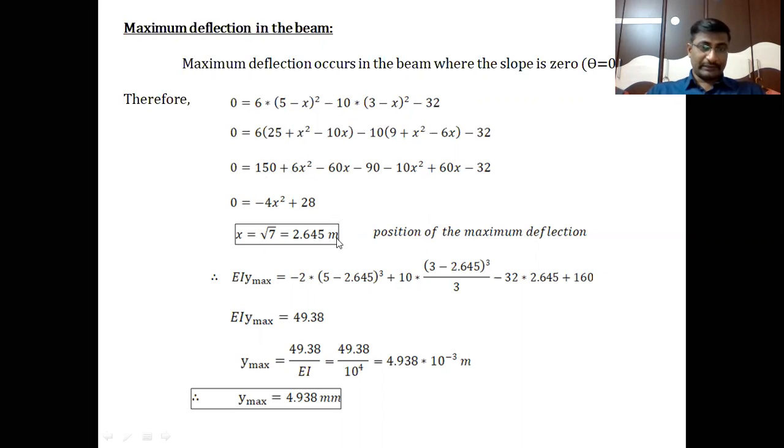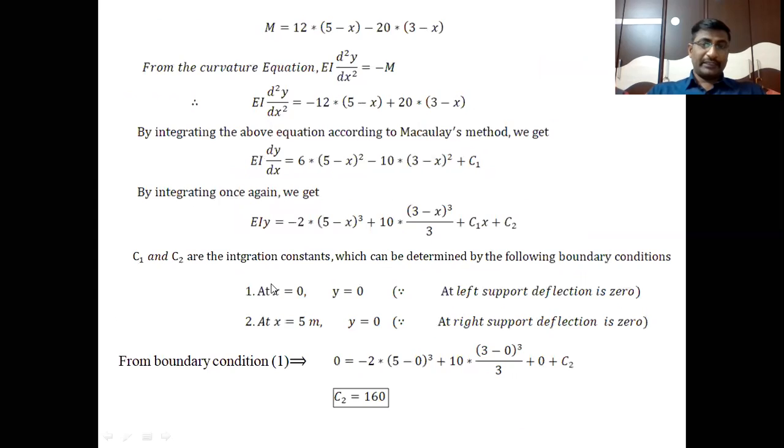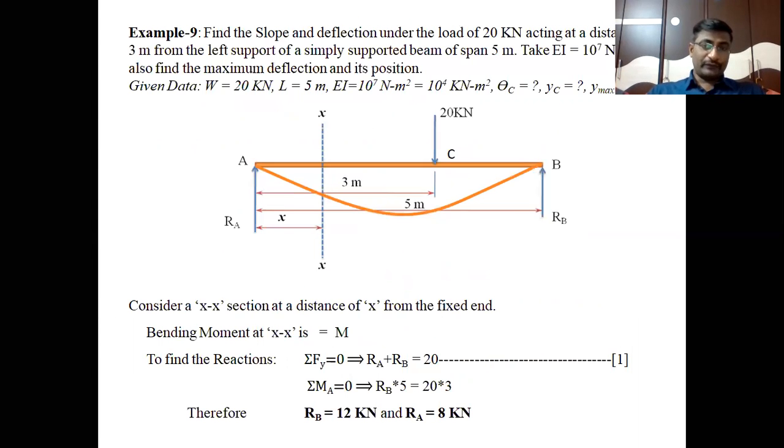2.645 meters. What does this x value represent? This represents the position of the maximum deflection. So the position of the maximum deflection, where the slope is 0, is 2.645 meters. By substituting this x value into the deflection equation, we will get the maximum deflection. At x is equal to 2.645.